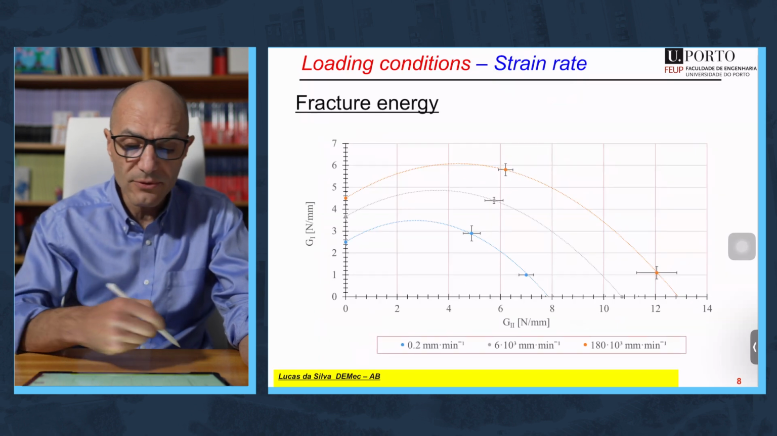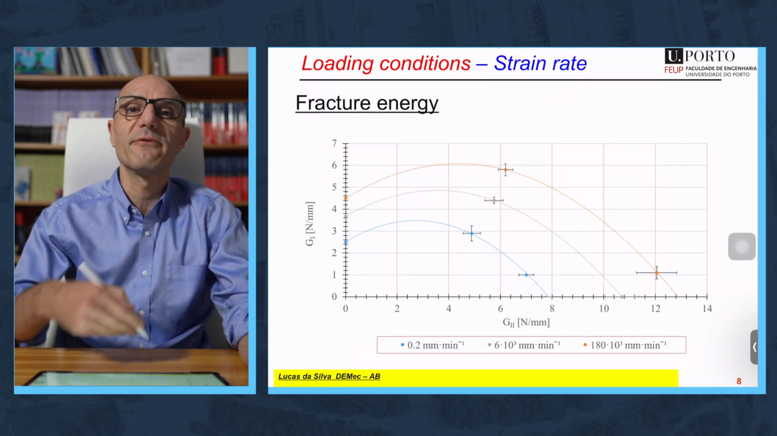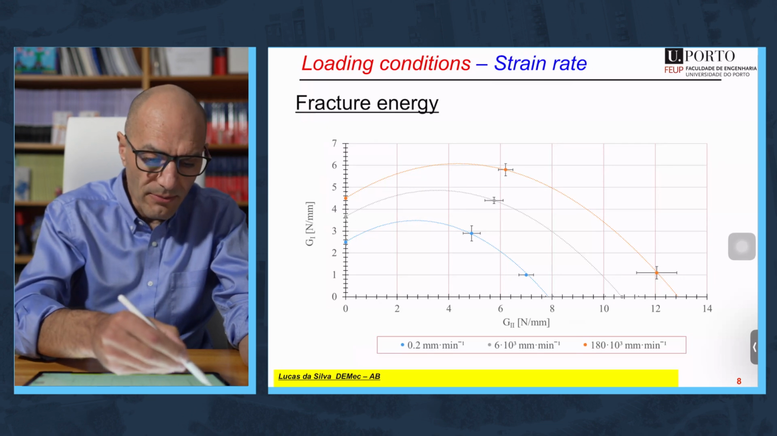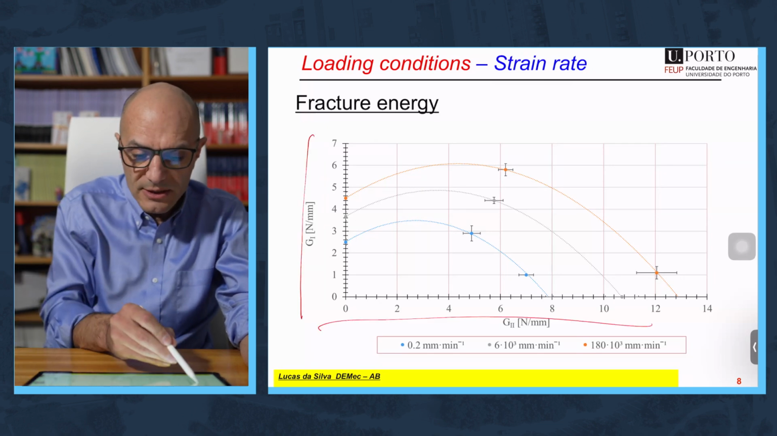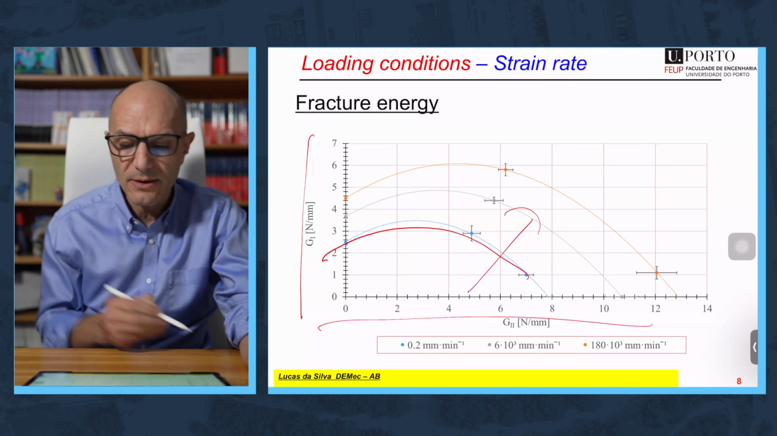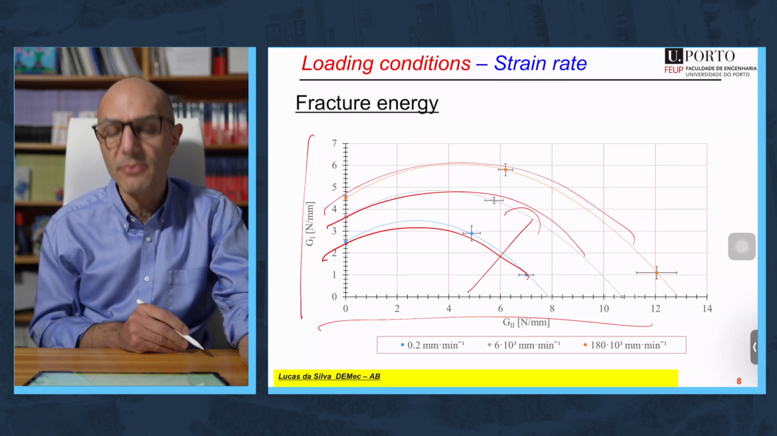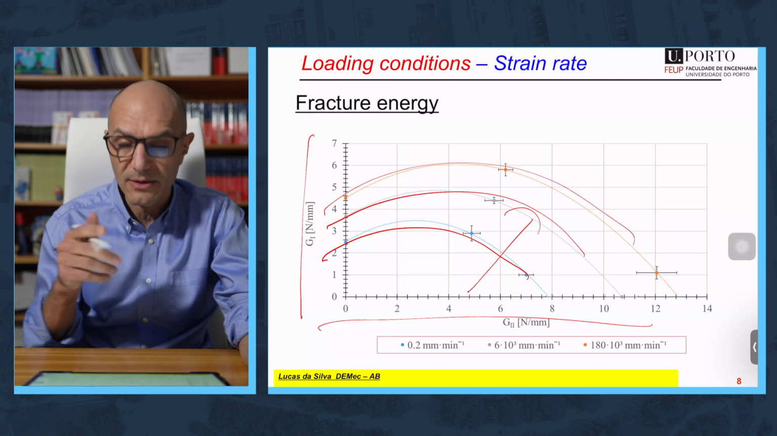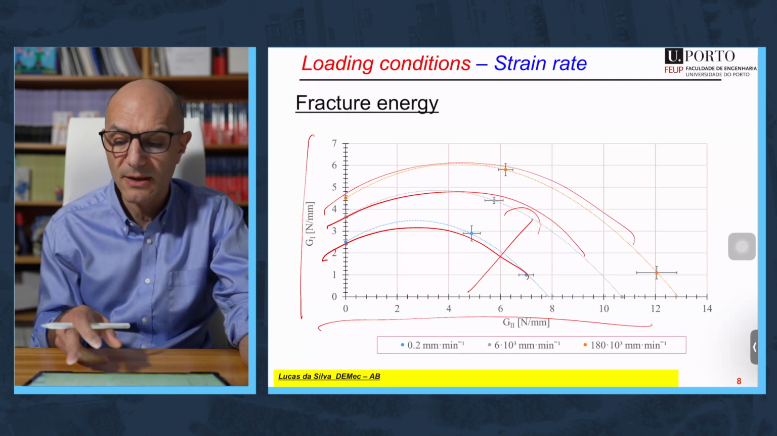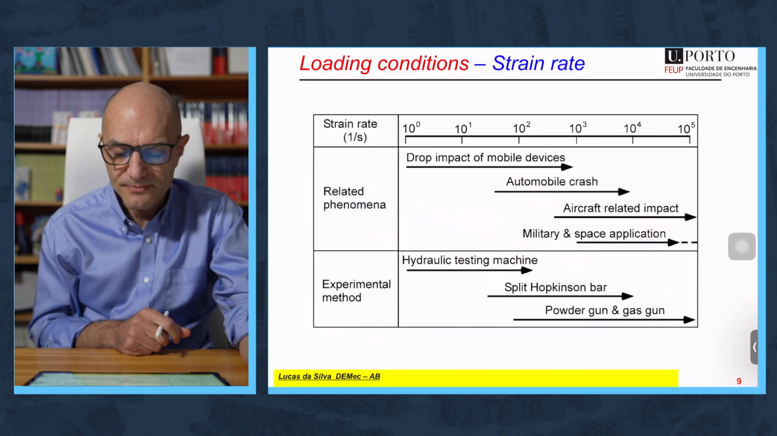Here in this graph, you have fracture envelopes obtained for various strain rates. Mode 1 versus mode 2, this is a strain rate, and in this direction, the strain rate increases. So you can see how the fracture envelope changes as a function of strain rate. Again, a big impact on the mechanical properties.